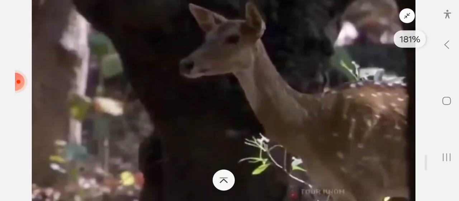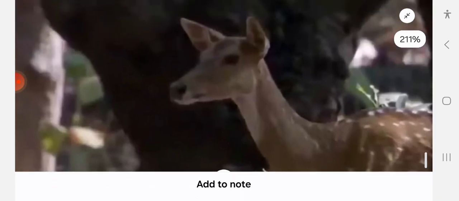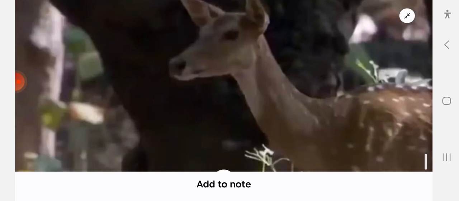Let us now talk about the animals that are found in this national park. Few animals. First of all, you can see this is the sambar deer. Sambar deer is the most popular animal along with the Royal Bengal tiger in Ranthambore National Park.